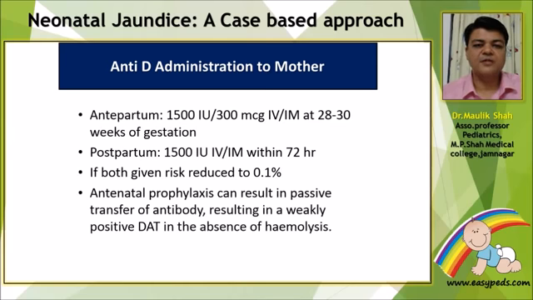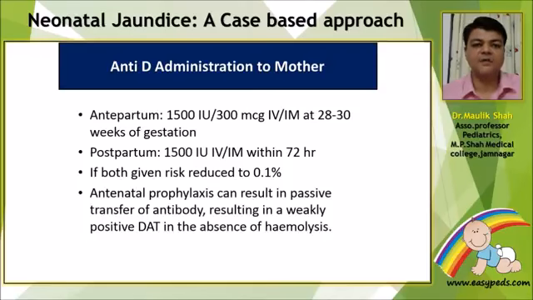Regarding anti-D administration to the mother, the evidence is very much available to us. It says that if we give 1500 international units or 300 microgram IV or IM antepartum at 28 to 30 weeks of gestation, and repeat a similar dose postnatally within 72 hours, then isoimmunization or incompatibility in the future progeny will reduce or not occur. If both are given, the risk of developing this incompatibility will be reduced to even 0.1%.